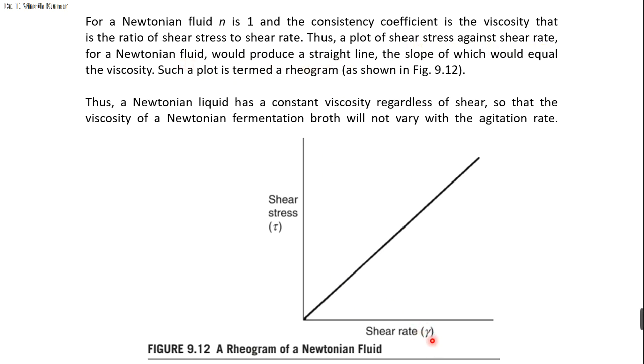So this is gamma and this is tau. If you plot the values of gamma on the x-axis and the shear stress on the y-axis, all the fluids obeying Newton's law will form a straight line. That is the indication here, and this is a very important property. This is called a rheogram, meaning a rheological graph: the rheogram of a Newtonian fluid.